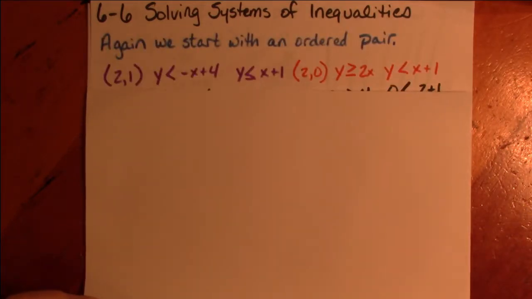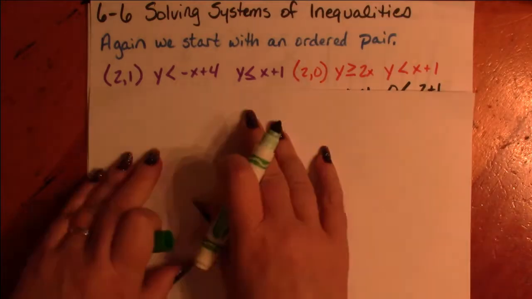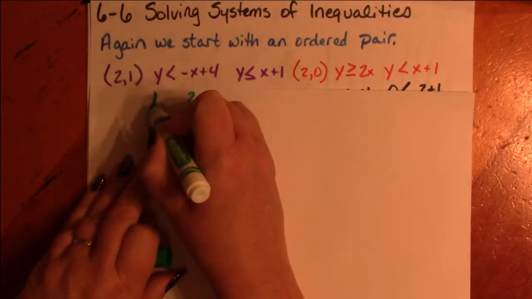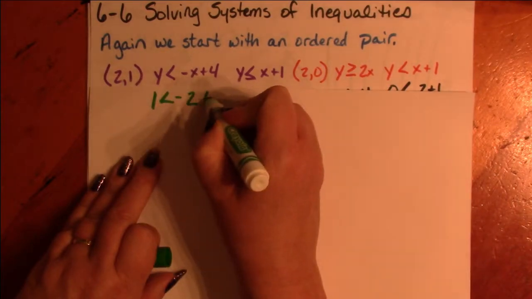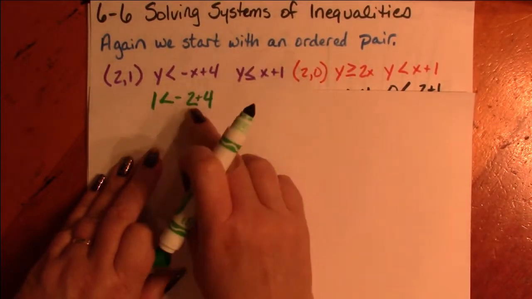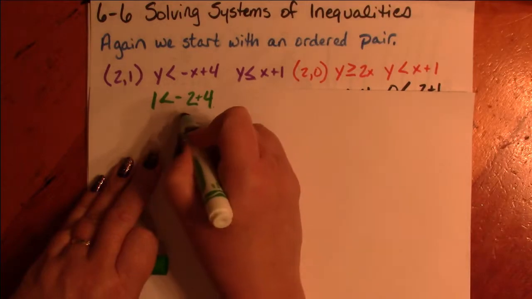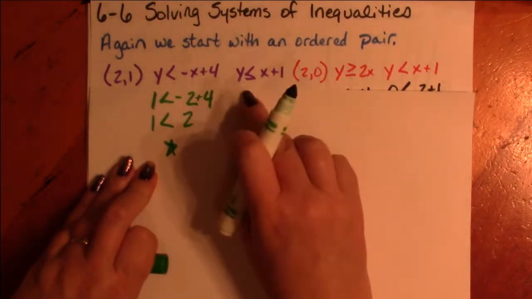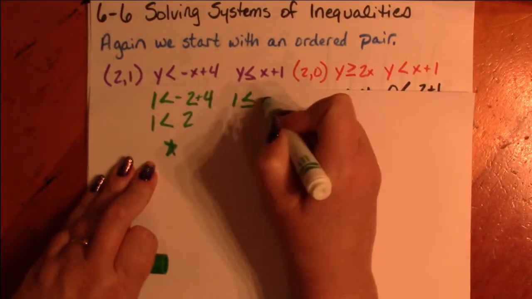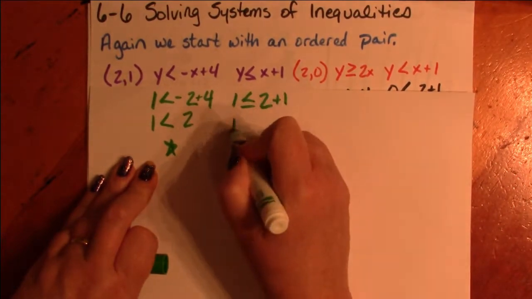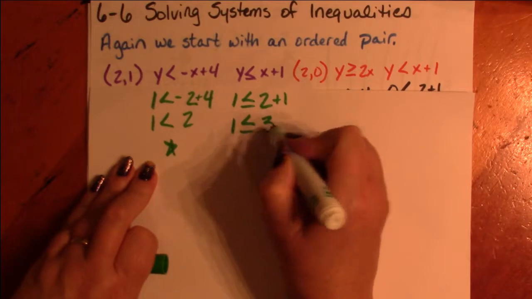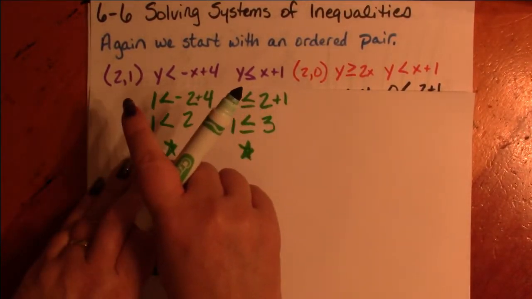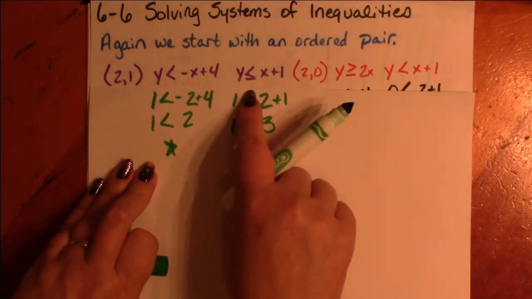Again, we're going to start with an ordered pair. So as we stick 2 in for x and 1 in for y, does it work? Well, negative 2 plus 4 is going to give us 2, and 1 is smaller than 2, so this one works. 1 and 2. 1 is smaller than or equal to 3. This one works. So 2 comma 1 is a solution to our system here.